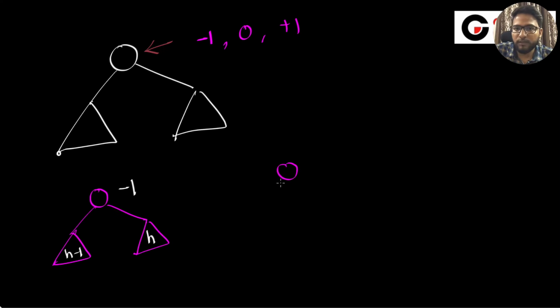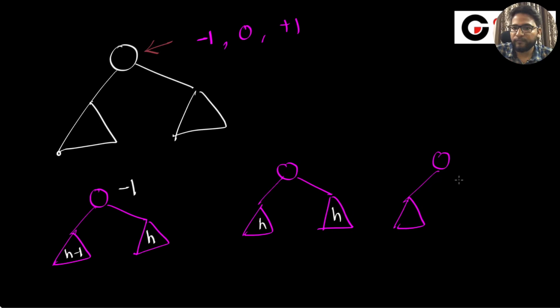Another case could be that the balance factor is 0, where the left and right subtree heights are h and h. And another case could be that the balance factor is +1, which means the left subtree height is h, right subtree height is h -1. In this way, the balance factor will be +1. So here it is 0, here it is +1. So there could be three cases. Now you are inserting a node. Maybe you are inserting here or here, does not matter.